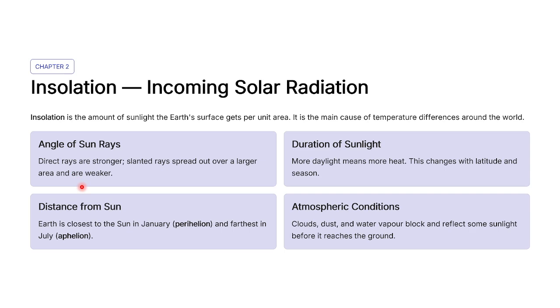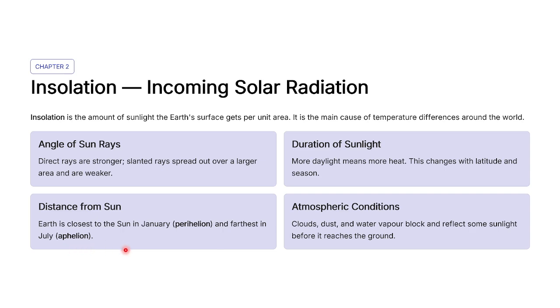At the same time, the duration of sunlight matters. More daylight means more heat. So this changes with latitude and season. Then distance from the sun: Earth is closest to the sun in the month of January, that is called perihelion, and furthest in July, that is called aphelion.